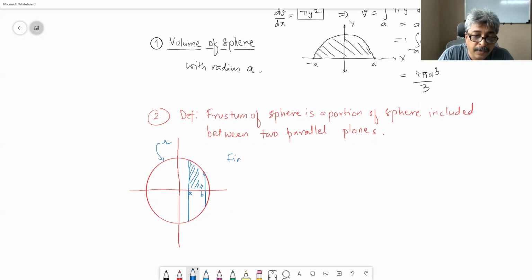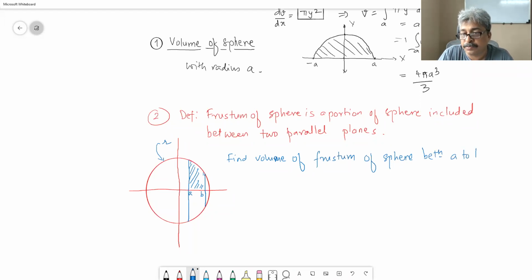Find volume of frustum of sphere between A to B. Radius of sphere is R. It is given. Tell me what is the formula. This radical is not correct. We don't want y, we want y square.